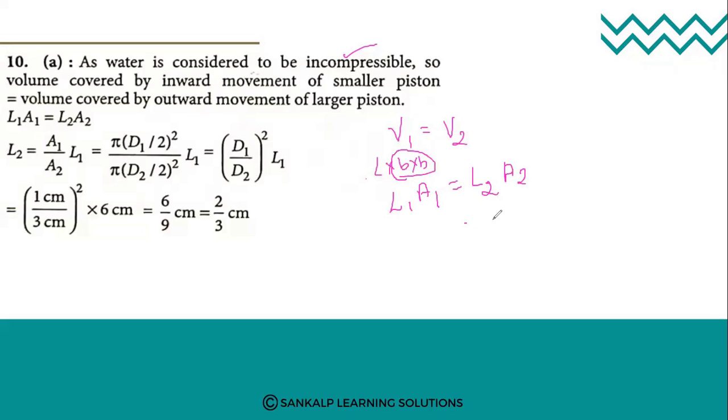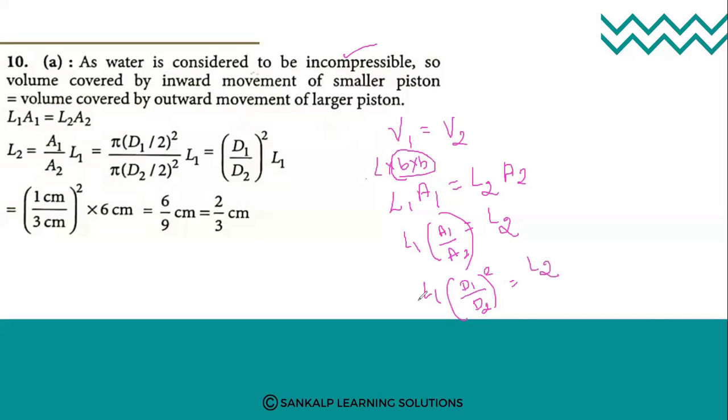Here we need to calculate how much it is pushed out. That is nothing but the L2 value we need to find. So it will be L2 equals L1 into bracket A1 upon A2. Again the diameter is given, so the inside term will be pi r square. So pi will get cancelled, as we did in the previous steps. The radius can be written as diameter by 2, and 2 will get cancelled. Therefore we get d1 by d2 whole square, multiplied by L1, which is equal to L2.